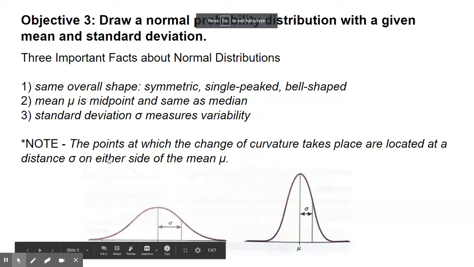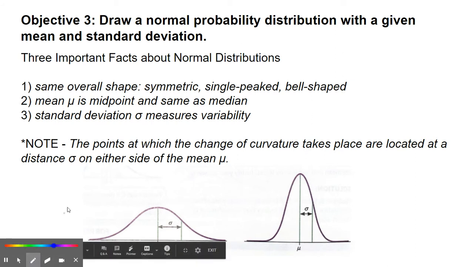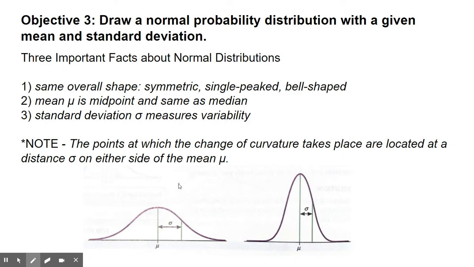Okay, so the last objective from 5.5 is talking about what is a normal probability distribution. This is a big, big, big idea. This is like one of those monumental times in your math careers. Learning about a normal probability distribution is very important. So, three important facts about a normal distribution.